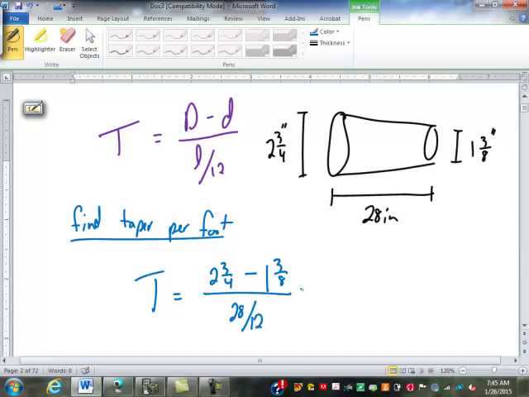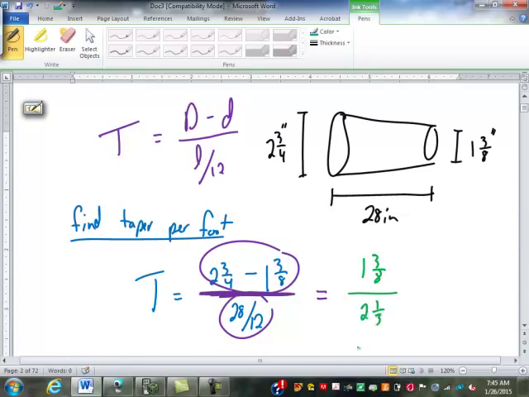28 divided by 12. Now when we do this, remember this line across here, that fraction bar. Recall our order of operations, that's telling us we have to do everything on top first, then we have to do everything on bottom, then we can divide. So 2 3/4 minus 1 3/8. 1 3/8, very good. 28 divided by 12? 2.33 or 2 1/3, right?